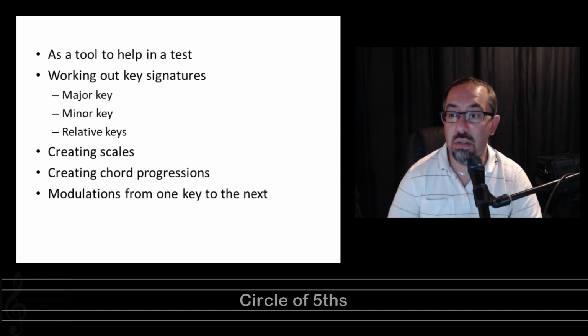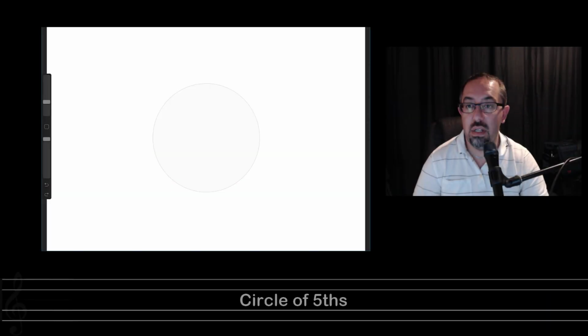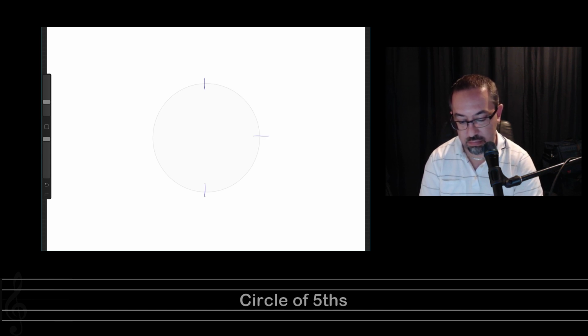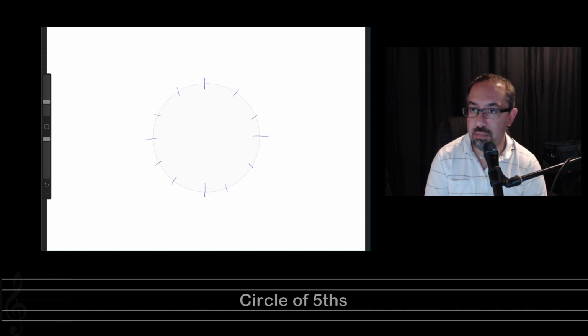So let's look at how we draw a circle of fifths. First, you need a circle. Then I break it down into quarters, just like a clock. Then I break that into two segments in each section. And now we can start labelling it.